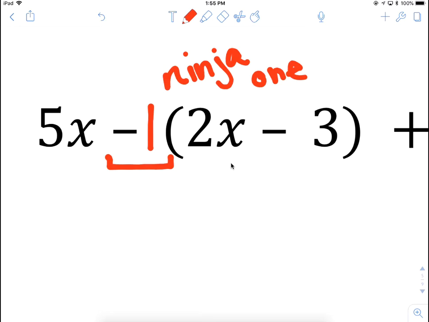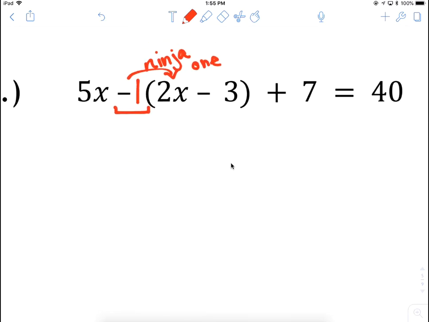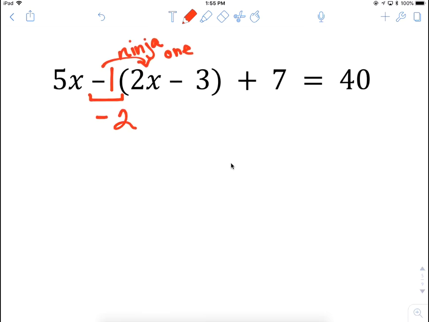Okay, so let's go ahead and distribute that. -1 times 2x, that's going to give us -2x. And a -1 times another negative, that's going to make a +3. Again, 5x didn't do anything yet, 7 didn't do anything, and neither did the 40.